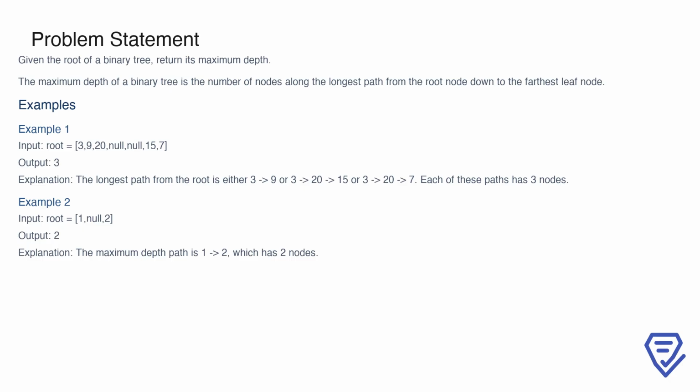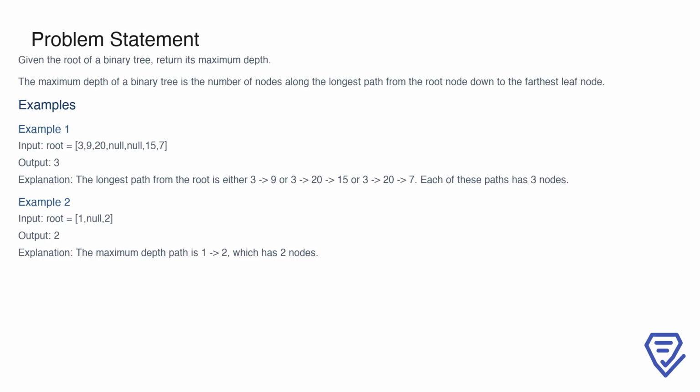For example 1, we have the input tree in level order as 3, 9, 20, null, null, 15, 7. Visualizing the tree, the root node is 3, which has two children, 9 on the left and 20 on the right. Node 20 has two children, 15 on the left and 7 on the right. The longest path from the root can be either 3 to 9, or 3 to 20 to 15, or 3 to 20 to 7, all of which are 3 nodes in total, so the output is 3.